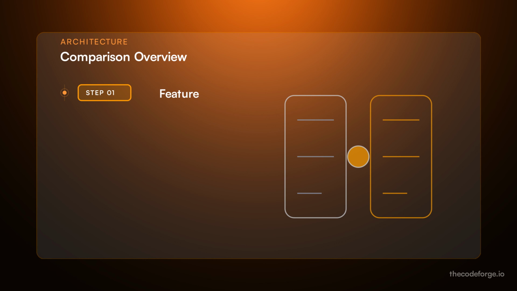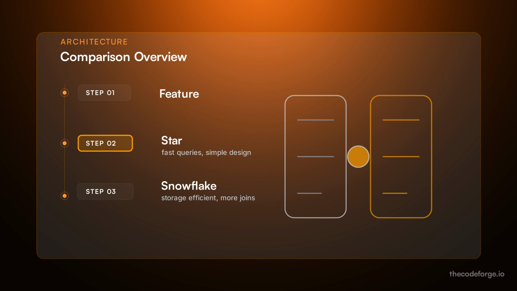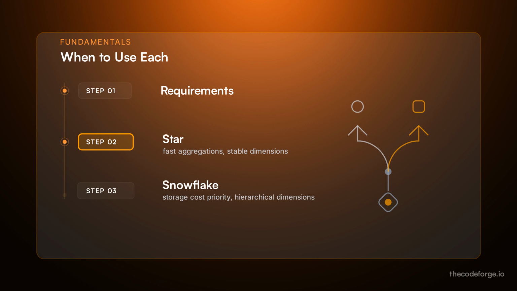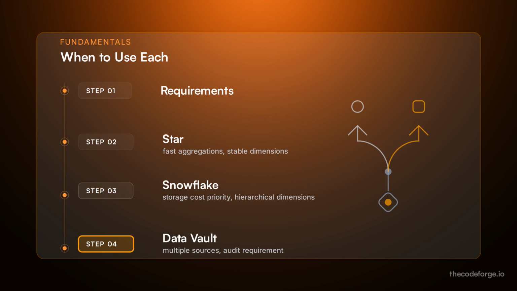Comparing schemas feature by feature. Star is best for performance, Snowflake for storage, and Data Vault for enterprise integration with full history. Match the schema to your business needs. For real-time dashboards, Star. For archival with limited storage, Snowflake. For enterprise data hubs pulling from multiple source systems with a strict audit requirement, Data Vault.